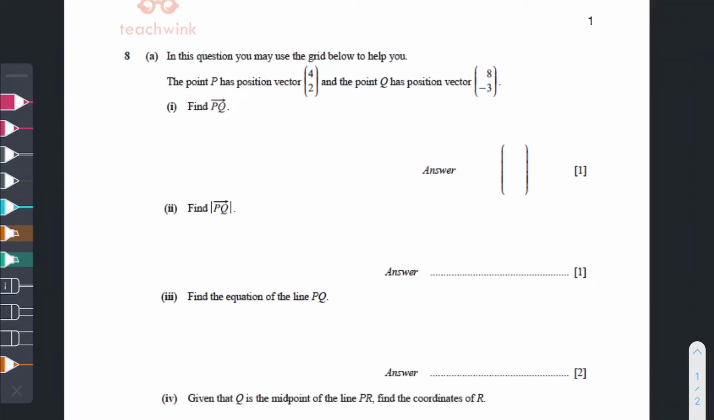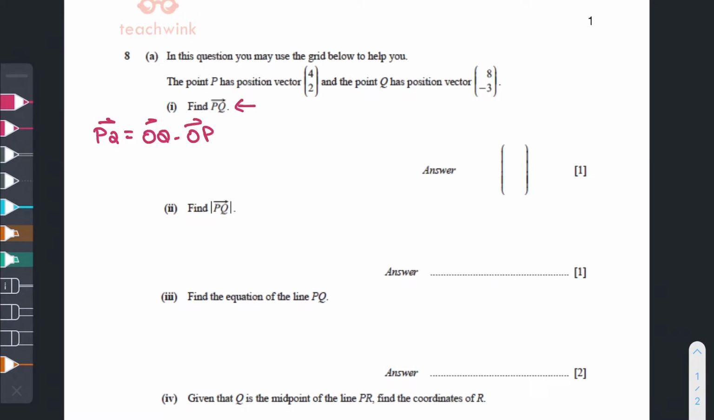The point P has position vector (4, 2) and the point Q has position vector (8, -3). The first part says find PQ. They need to find the column vector for PQ. In order to find the column vector for PQ, there are two methods. Either you can go from P to O and then from O to Q, or you can simply use this formula or this method where you have to do OQ minus OP.